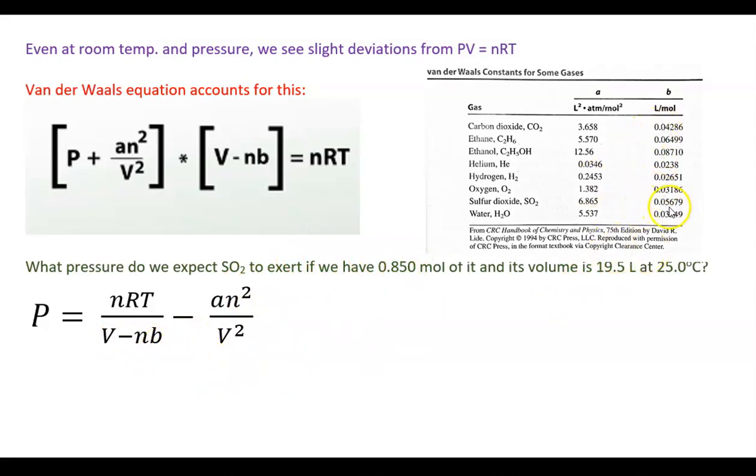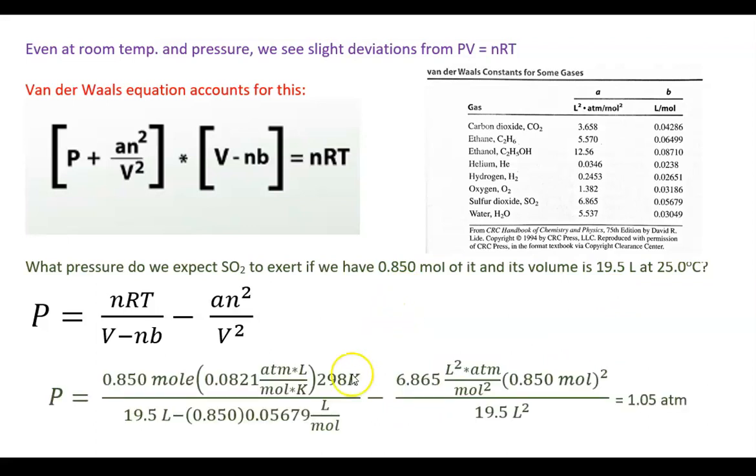So for SO2, it's going to be 0.05679, minus, and then over here we have this fraction, where a is 6.865. Don't forget your units. n squared now, so that's going to be 0.85 squared, and then that's going to be over volume squared, so 19.5 liters squared. Now that's a lot, but it's just plugging it into the calculator. And when you do that, it gives us a pressure of about 1.05 atmospheres.